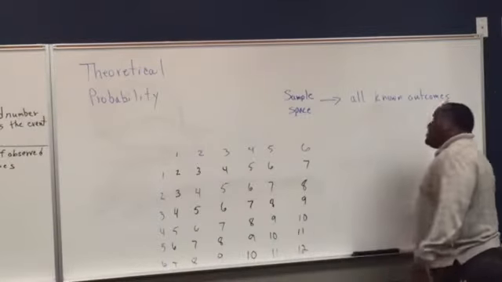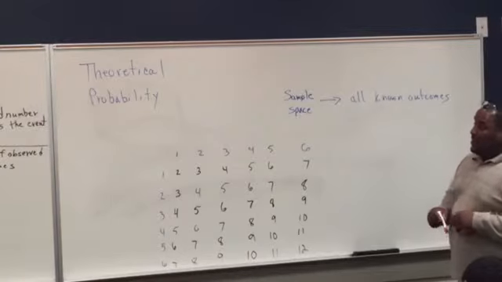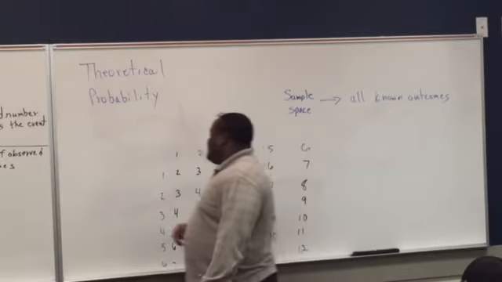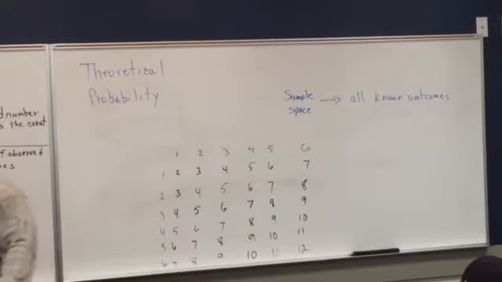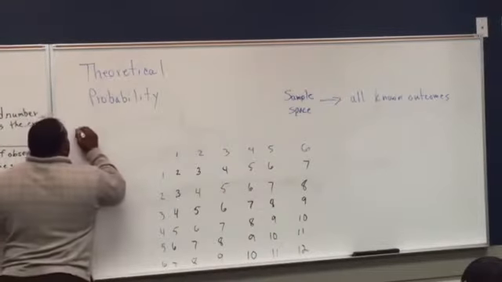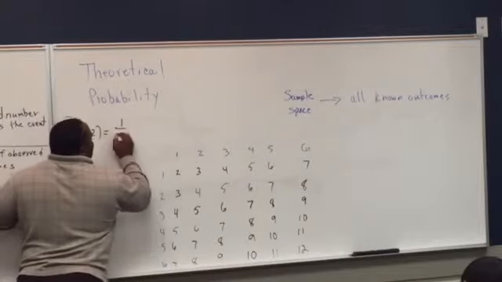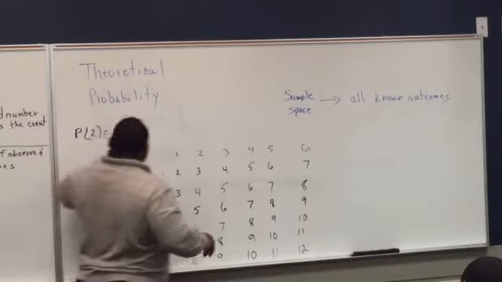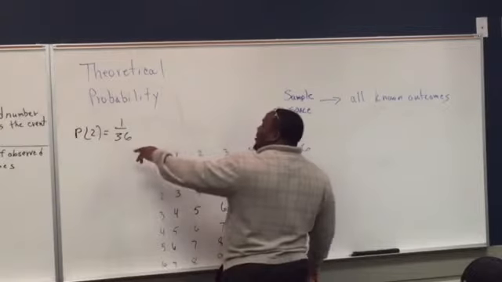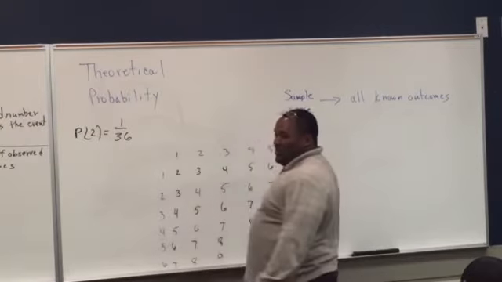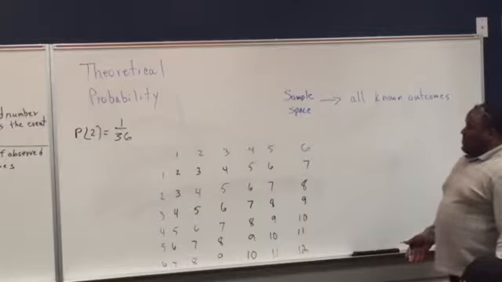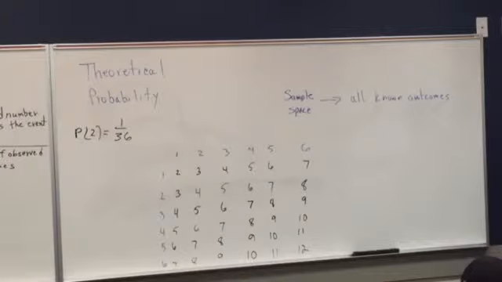So what's the theoretical probability of rolling a 2? How many occurrences of a 2 do you see on there? 1 out of 36. Probability of 2 is 1 divided by 36. So it's the number of occurrences over the total sample space, right?